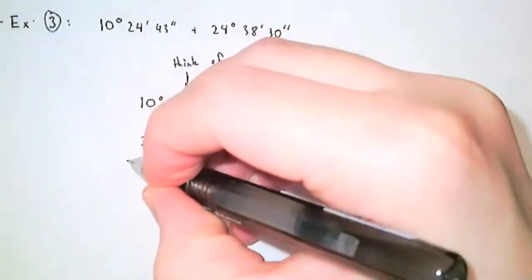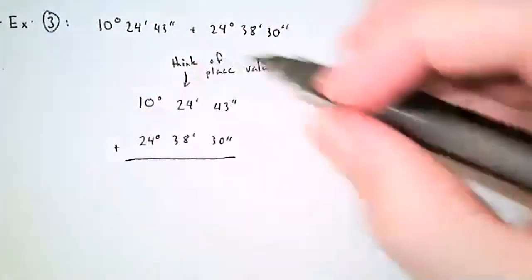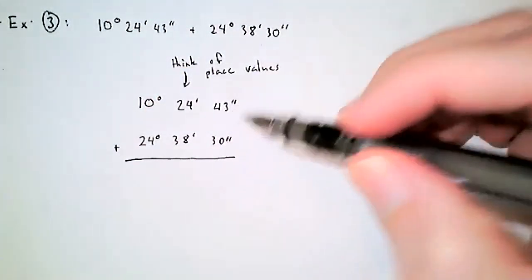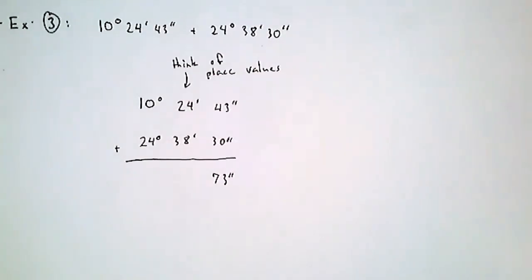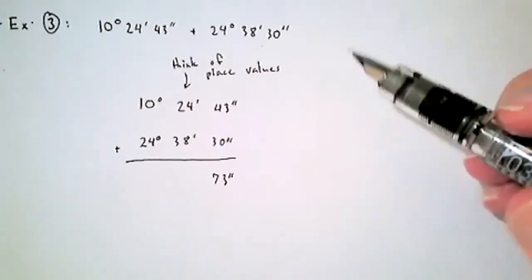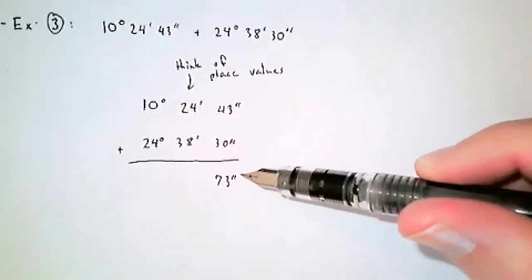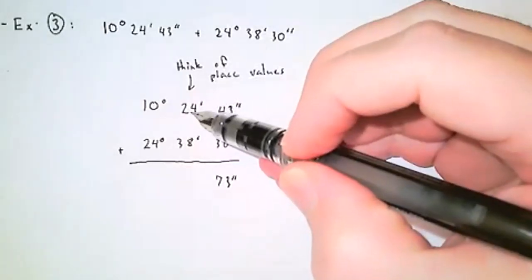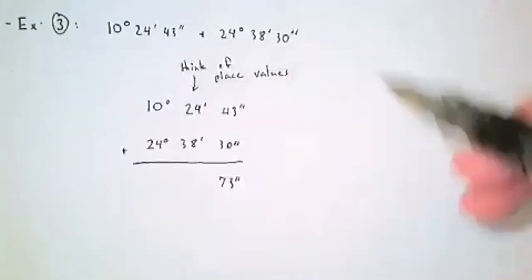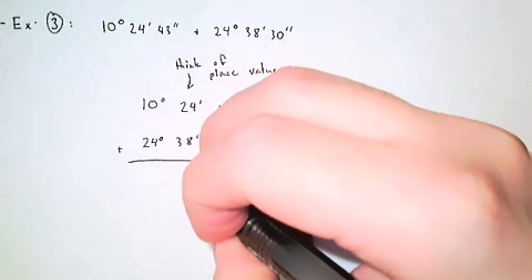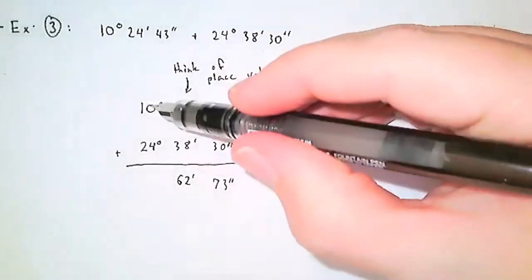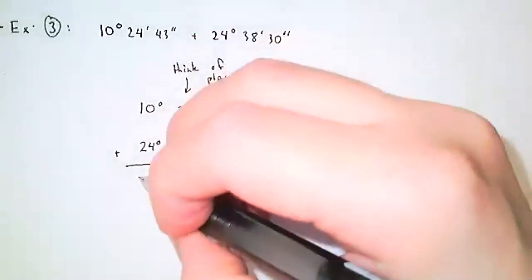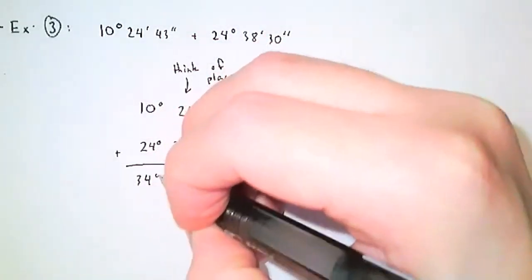So I want to add my seconds together. 43 seconds plus 30 seconds gives me 73 seconds. Let's see, waiting for my connection to clear up, it looks like. Okay, so we get 73 seconds. We add 24 minutes and 38 minutes to get, what is this, 62 minutes. And then we add the degrees together. We have 10 degrees plus 24 degrees to get 34 degrees.